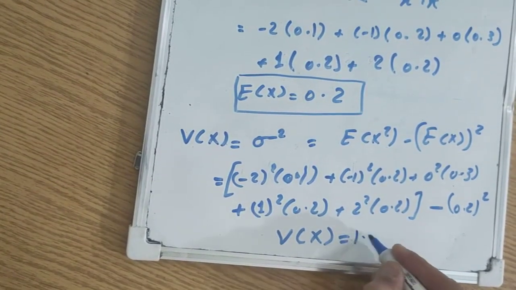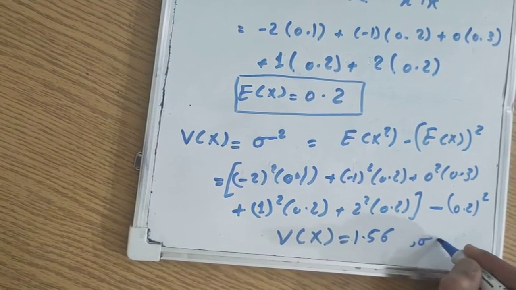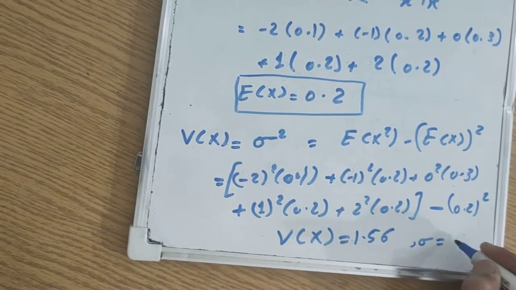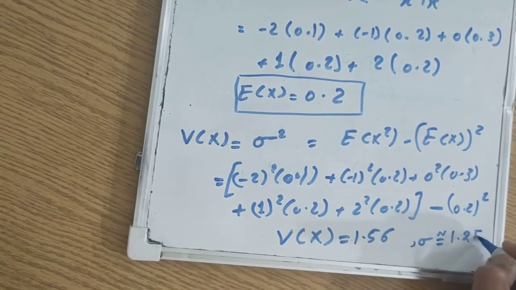So we have the variance of x, which will equal 1.56, and finally the standard deviation is the root of the variance, so it will be equal to 1.25.